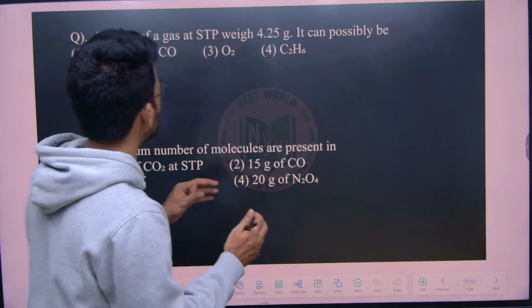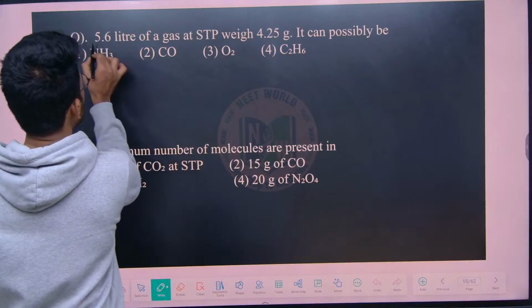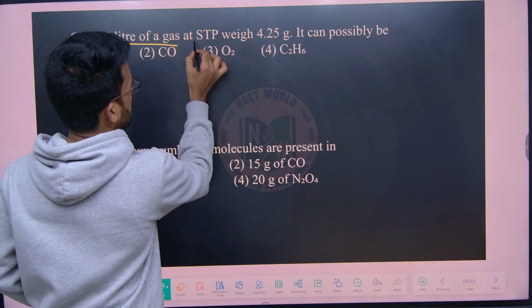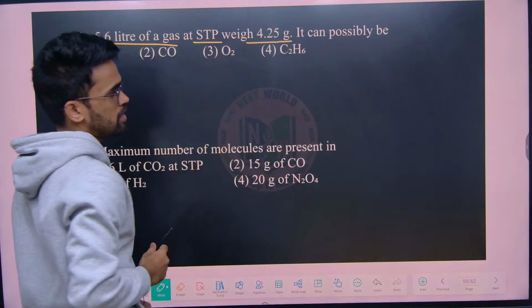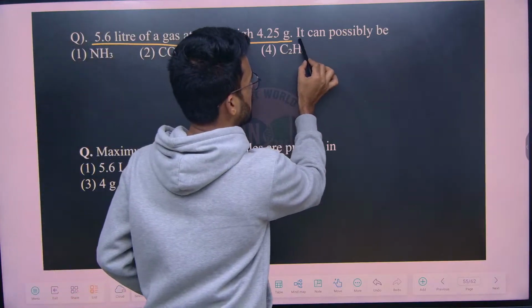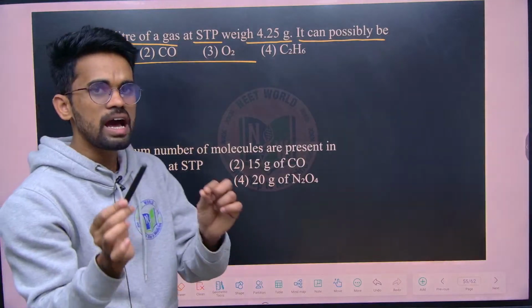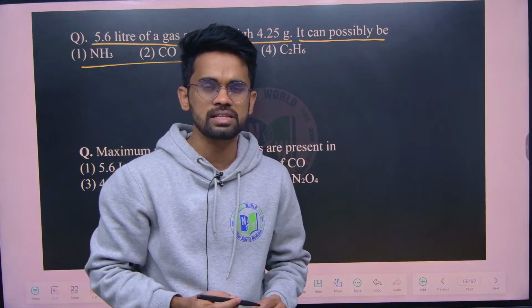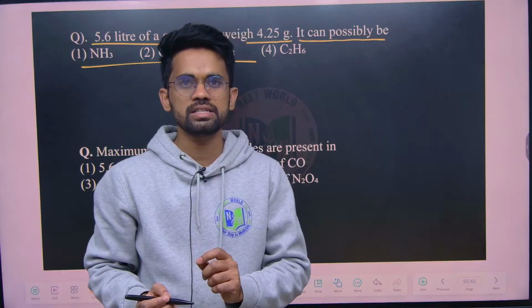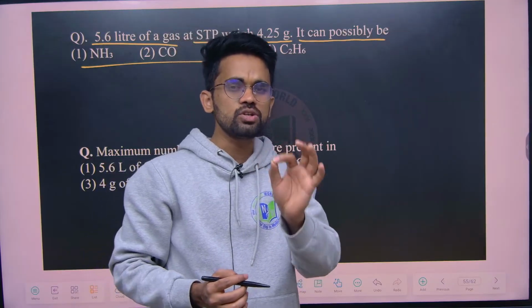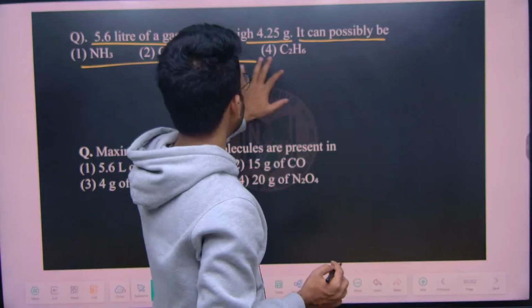The first question here says 5.6 liters of a gas at STP weighs this much grams. So what can it be, what is a possible gas out of these four options? Even the same question I have discussed in the previous class also. Okay, if you haven't watched that session, I kindly suggest you to watch it. Okay, again we'll be explaining this.